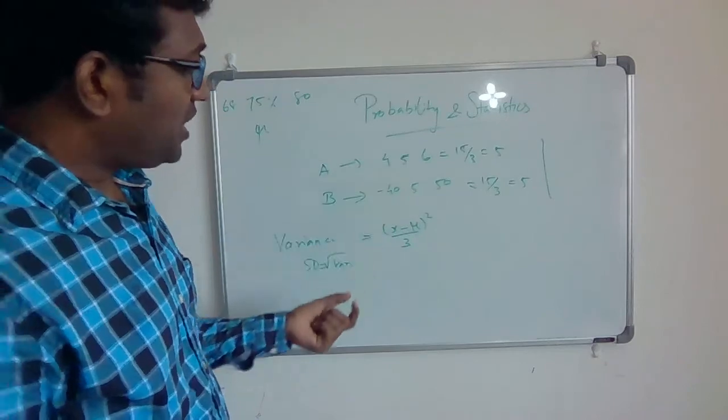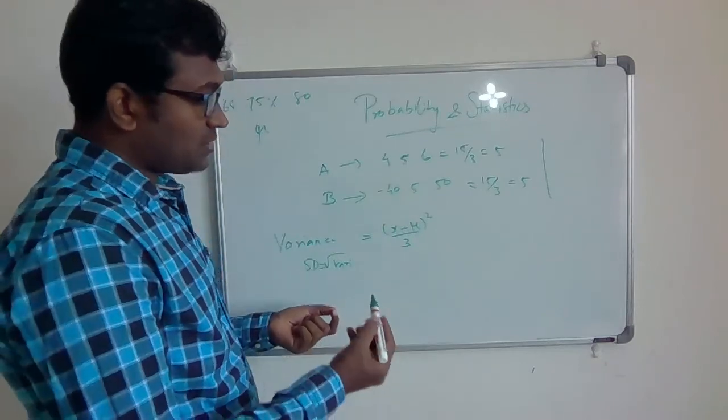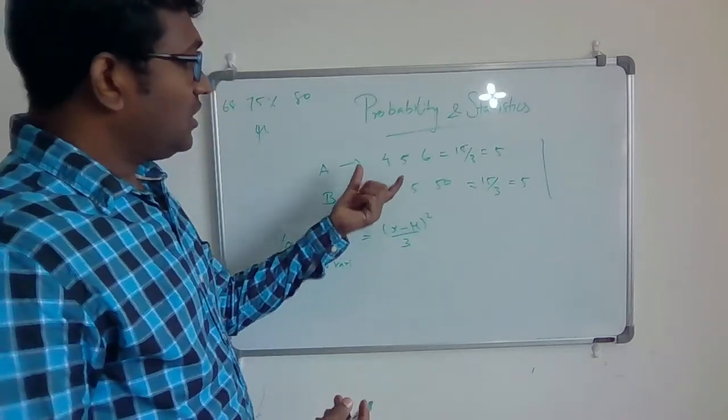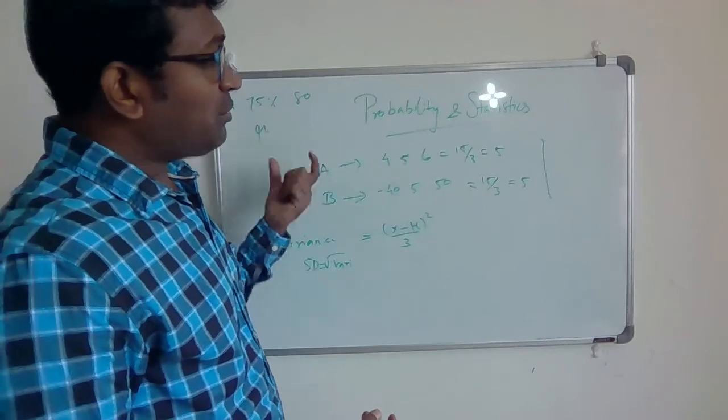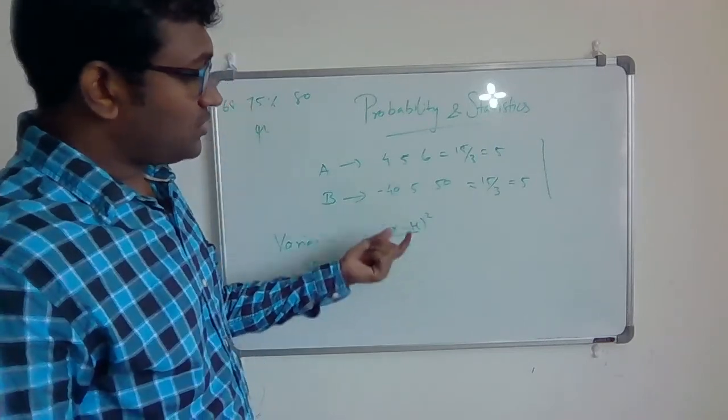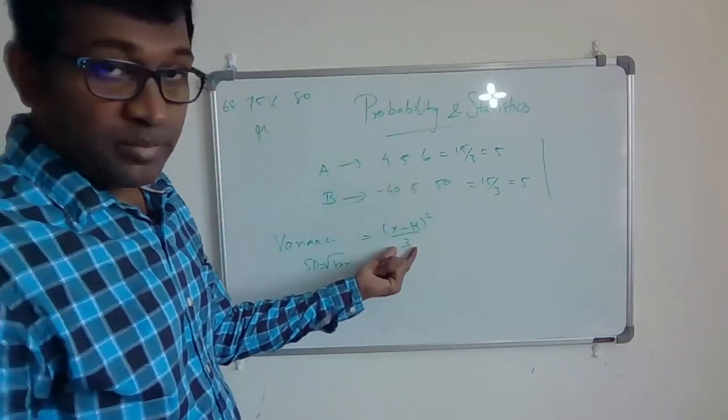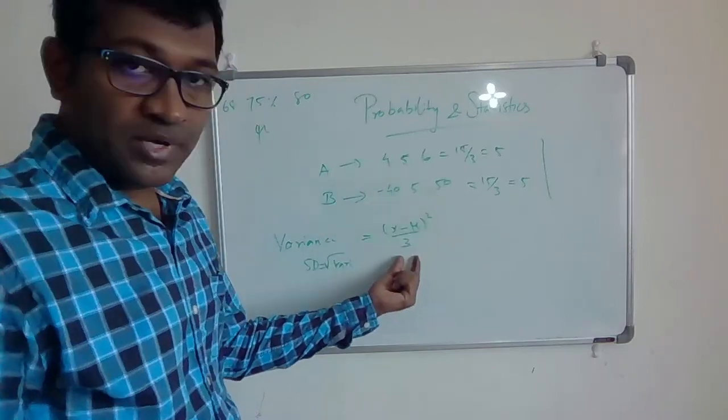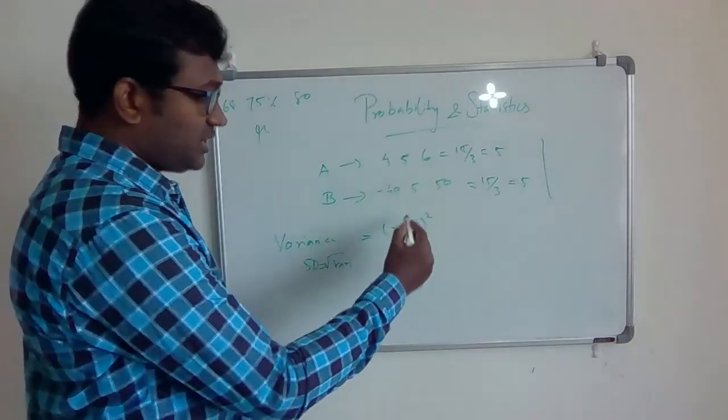If it is a sample mean, x bar, which is a sample from a population, then you go by n minus 1. So if there are 3 values, you go by 3 minus 1. But we assume there is a population and we use n.